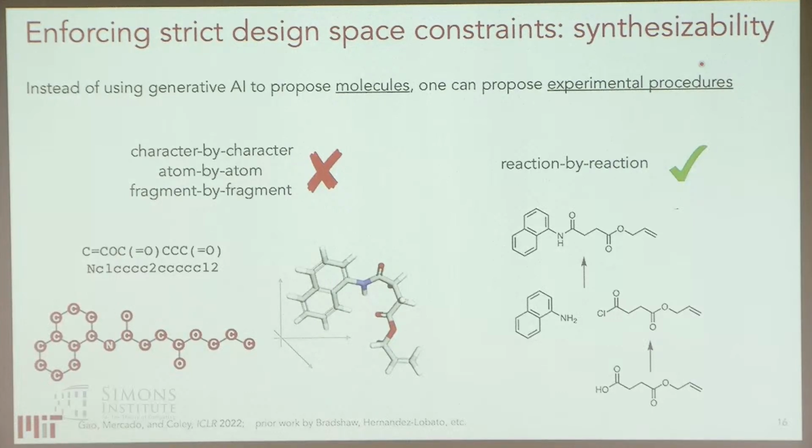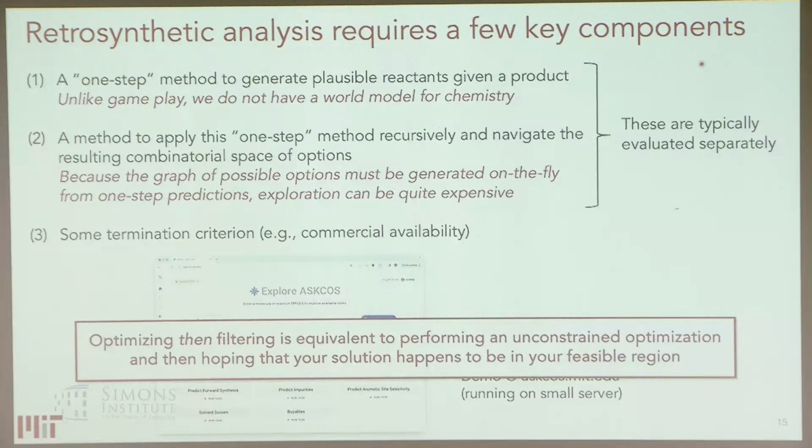On the previous slide, you said you don't have a low volume chemistry. But you do have this library of possible reactions. What's the gap between these two? The latter seems like a partial world model for chemistry, in a sense.